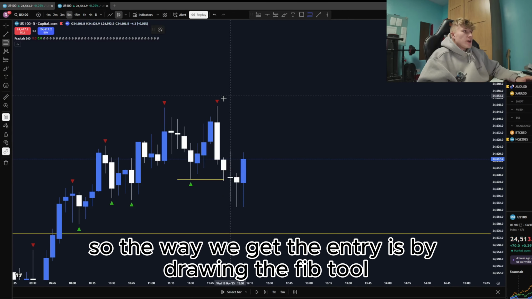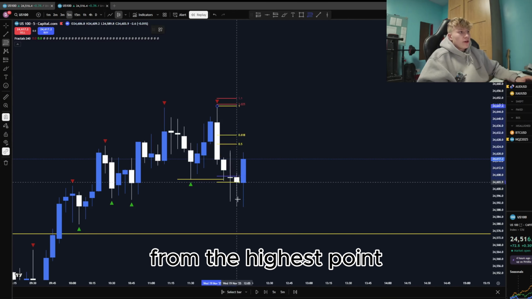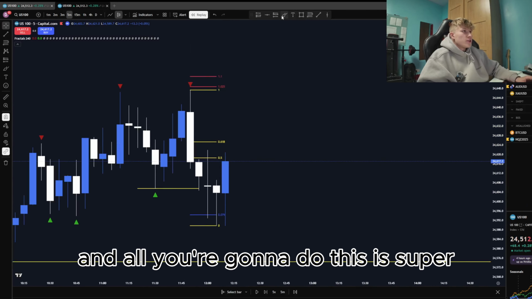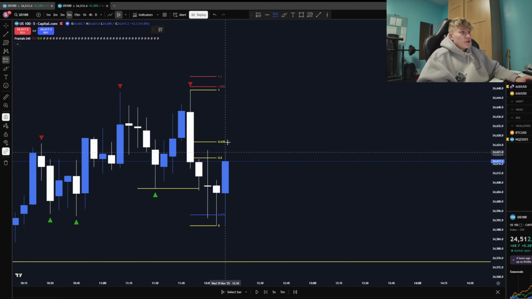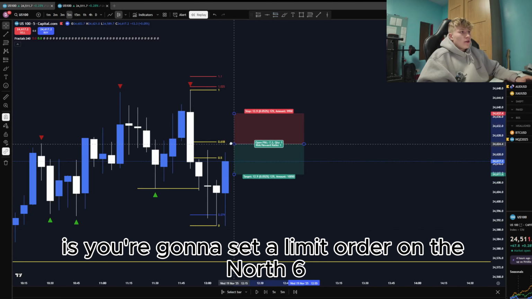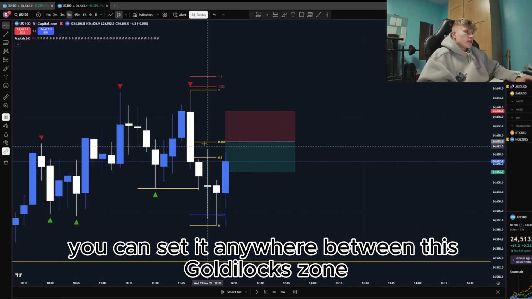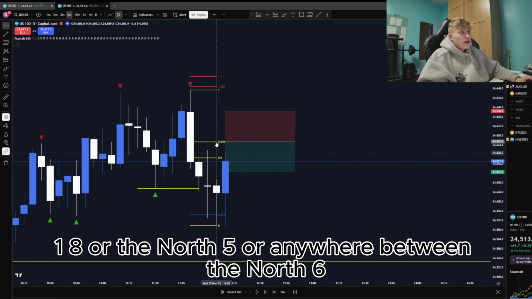So the way we get the entry is by drawing the fib tool from the highest point all the way down to the lowest point right here. And all you're going to do, this is super simple with the fib tool, is you're going to set a limit order on the 0.618 right here. You can set it anywhere between this Goldilocks zone. It can be on the 0.618 or the 0.5 or anywhere between.